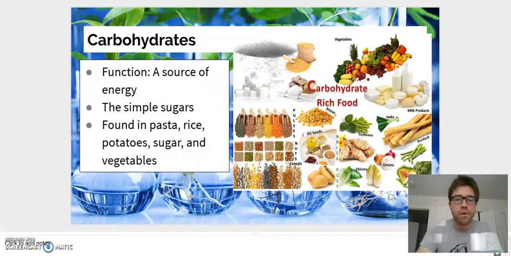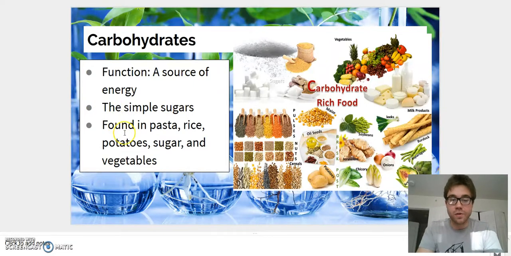All right, carbohydrates. The main function of carbohydrates is that they are a source of energy. We use carbohydrates to move around. They're simple sugars. Carbohydrates are sugars. They give you energy, quick energy to move around and do things.